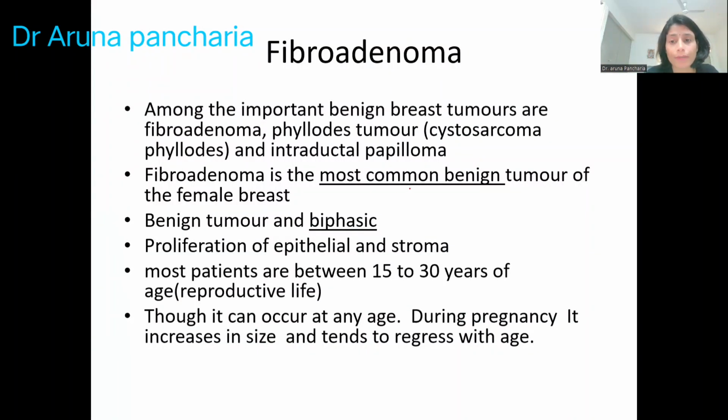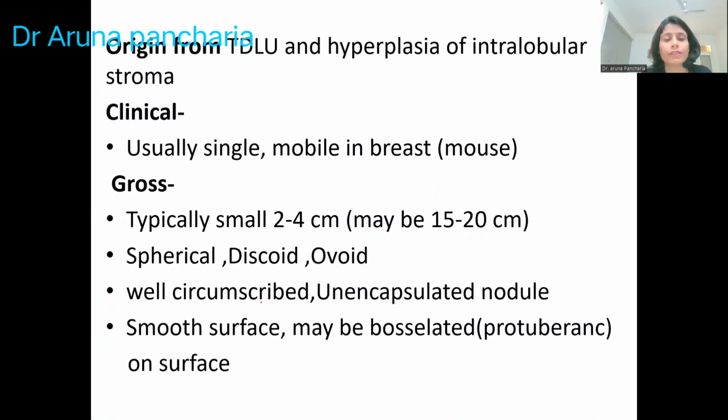Fibroadenoma is the most common benign tumor of the female breast, and it is a biphasic tumor. Biphasic means there is proliferation of both epithelial and stromal tissue. It is generally seen in the reproductive age group, 15 to 30, but exceptionally it can be seen in any age group. It can regress after menopause as age advances, and during pregnancy the size is increased. Origin is from the TDLU.